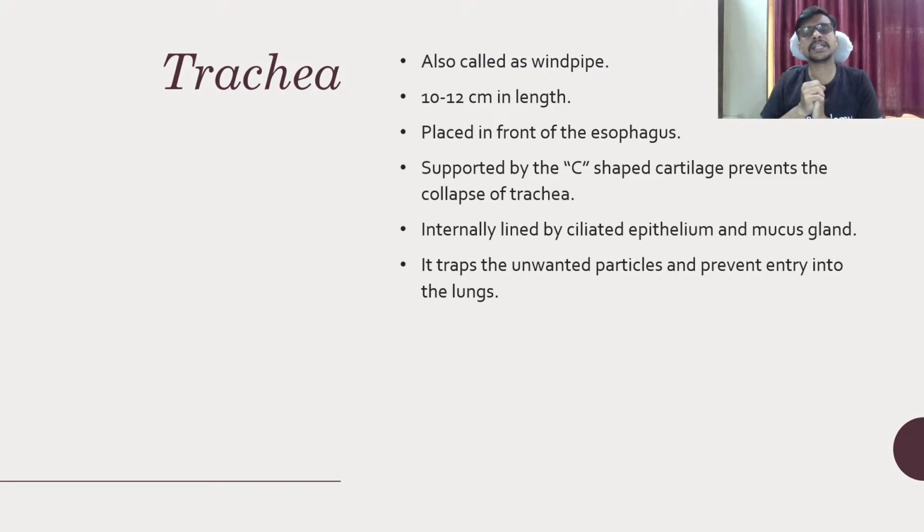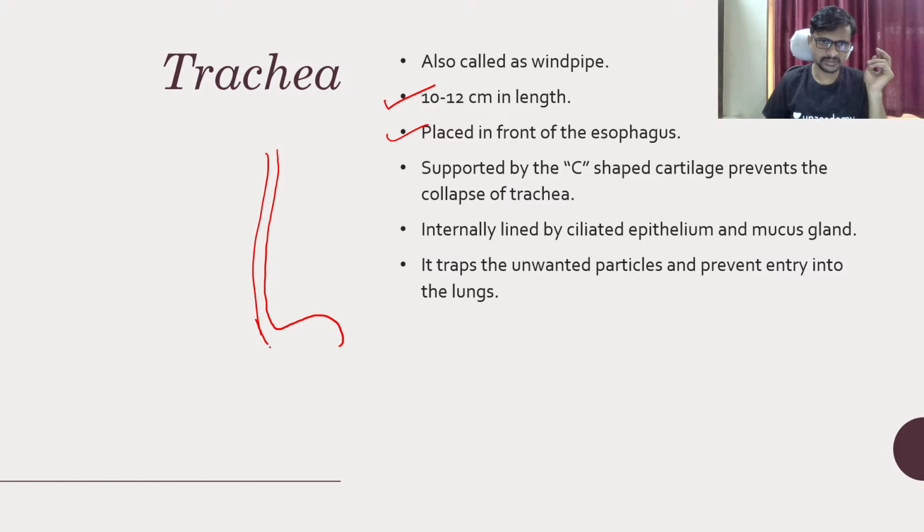ठीक आहे, चला ट्रॅकिया पाहू. ऑल्सो कॉल्ड ॲज अ विंडपाईप. Trachea is also called windpipe. It is 10 to 12 centimeter in length, placed in front of the esophagus. Esophagus म्हणजे हा part which is having the stomach. ओके, स्टमकच्या समोरचा पार्ट जो आहे हा इज ट्रॅकिया तुमचा. ओके, हा रेस्पिरेटरी पार्ट आहे.